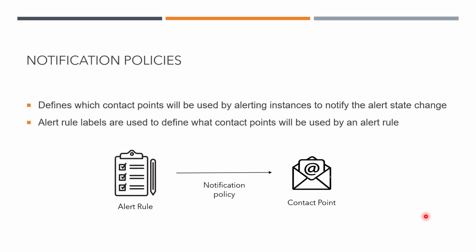And the next thing is a notification policy. So you defined an alerting rule and you defined a contact point. Using the notification policy, you will specify what contact points would be used by the alert rule. This is achieved by attaching labels to the alert rule.